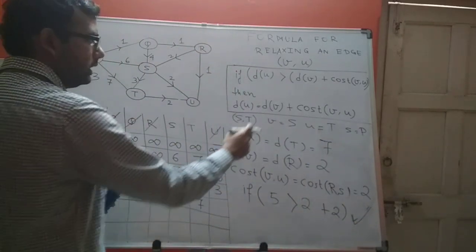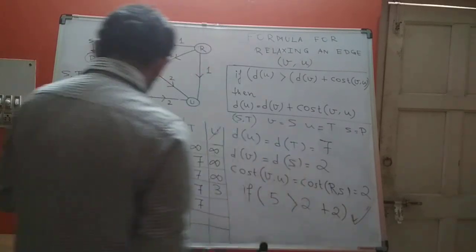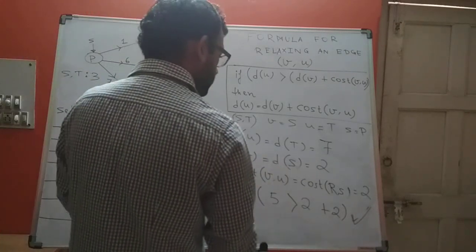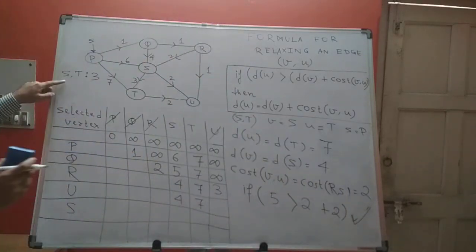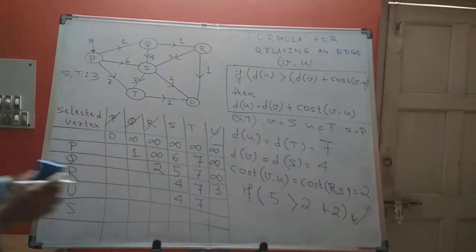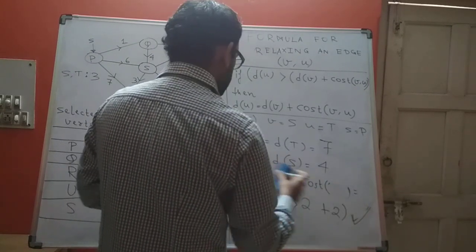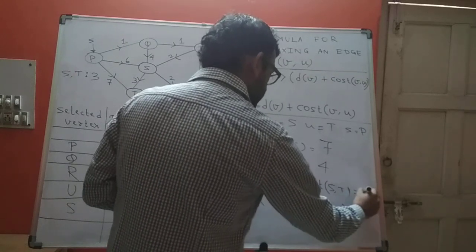What about distance of V? Distance of V is distance of S. What is the distance of S? If you look at the previous row, the distance of S is 4. And what about the cost? The cost is 3. So here my cost will be cost of S comma T. Cost of S comma T will be 3.